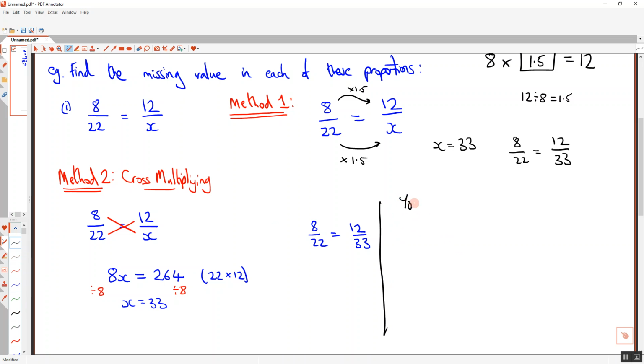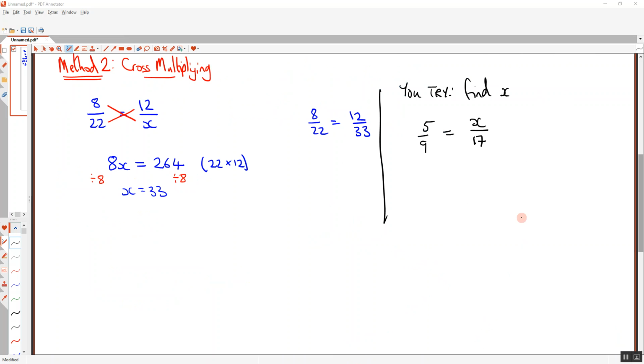You try this one. I want you to find x in this one. 5 over 9 equals... Now this time the x is on the top. It doesn't make any difference. Let me just make this look like a 9 here. If you're using your calculator, it makes all these things a lot easier.